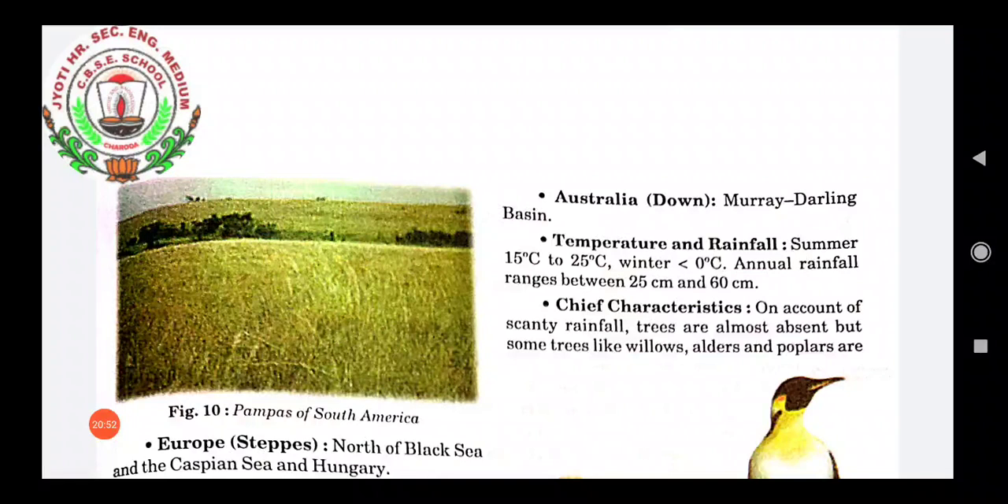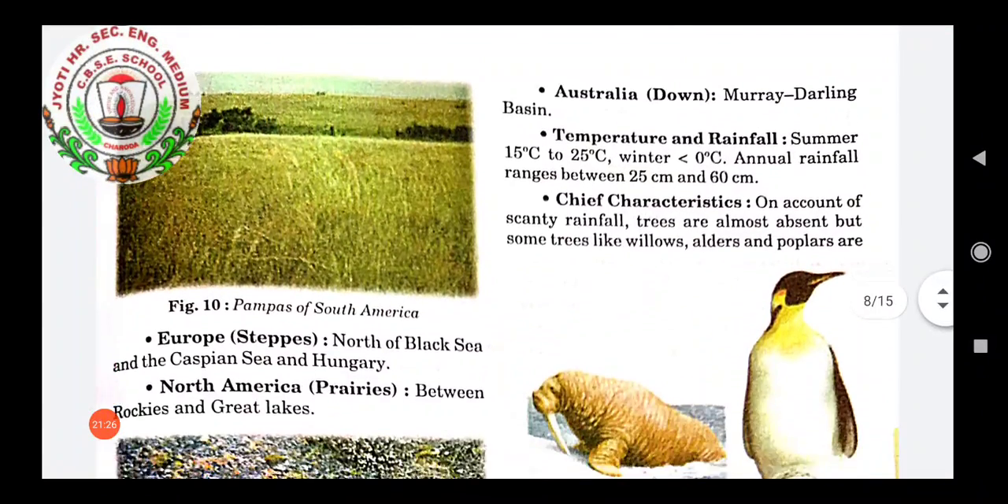Now we will talk about the temperature and rainfall. Here the temperature is different in summer and winter. In summer the temperature is 15 degrees centigrade to 25 degrees centigrade, and in winter it is greater than 0 degrees. The annual rainfall of this vegetation ranges between 25 centimeters to 60 centimeters.